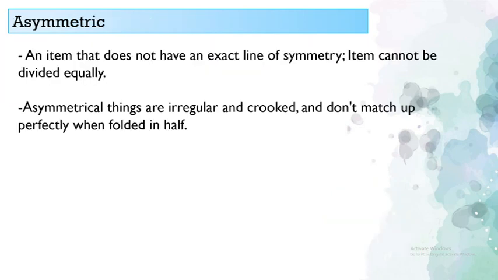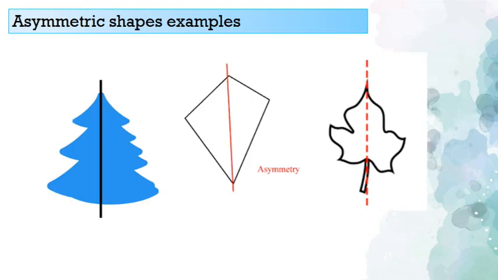An item that does not have an exact line of symmetry cannot be divided equally. Asymmetrical things are irregular and crooked and don't match up perfectly when folded in half. Here are some examples of asymmetric shapes. In asymmetric shapes, the shapes are not divided into two equal parts.